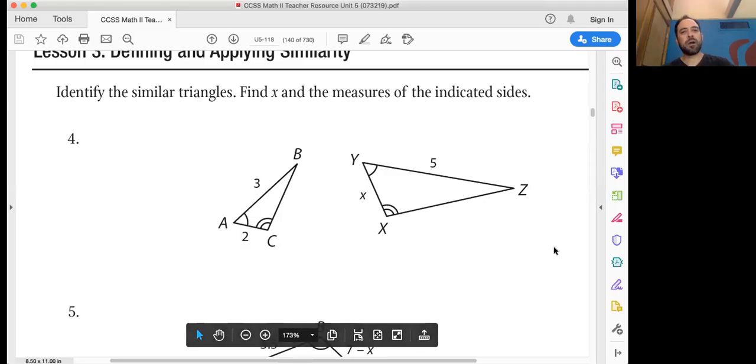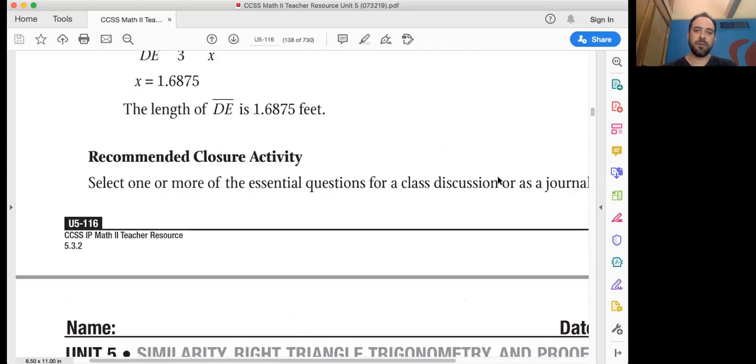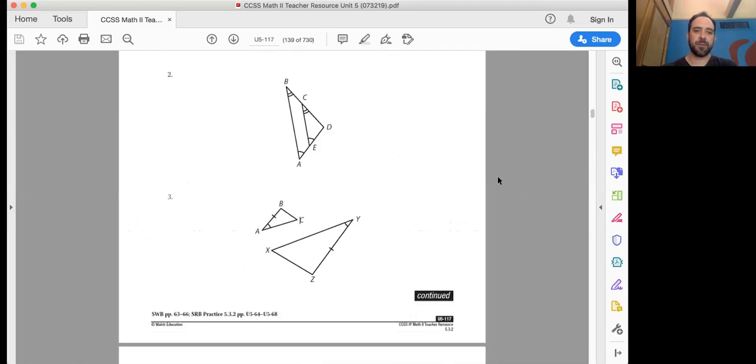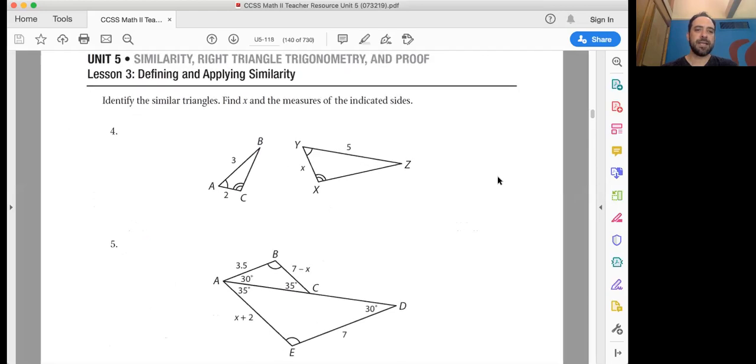All right, here we go. We are still on practice 532. We did the first three problems, and now we're looking at number 4. Identify the similar triangles. Find x and the measure of the indicated sides.